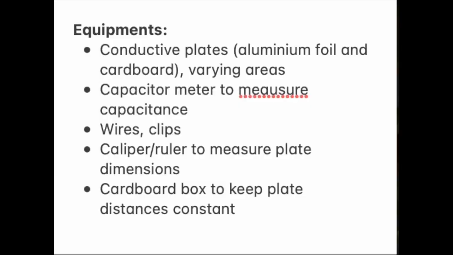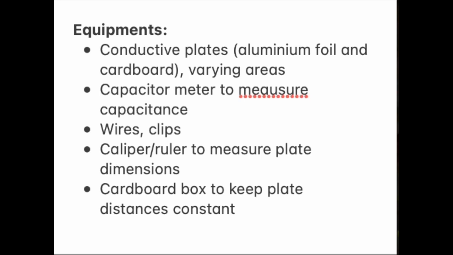For our experiment, first we have our conductive plates made from aluminum foil and cardboard. We prepared them in different areas so we can observe how changing plate size influences capacitance. Next, we have a capacitor meter, which allows us to measure the capacitance values accurately for each plate configuration. We also use wires and clips to connect the plates during the experiment.